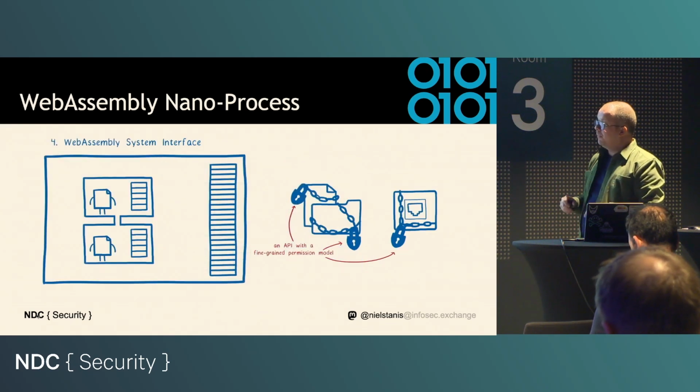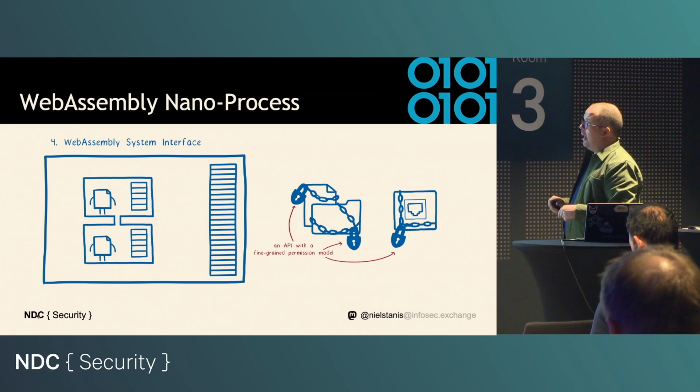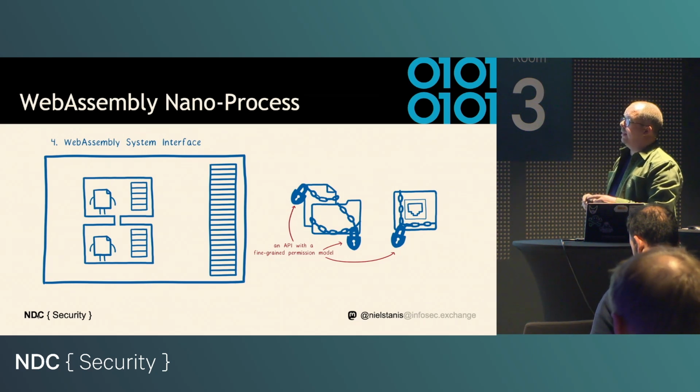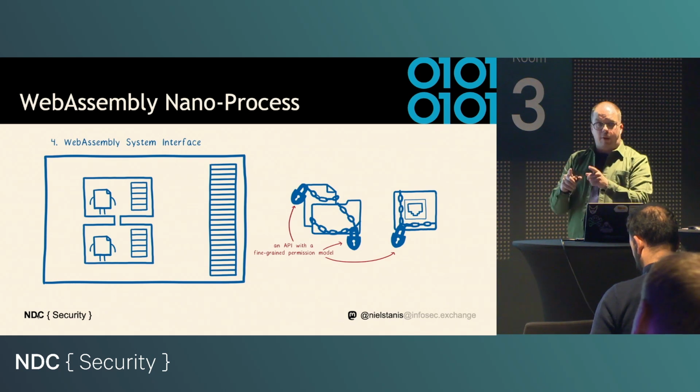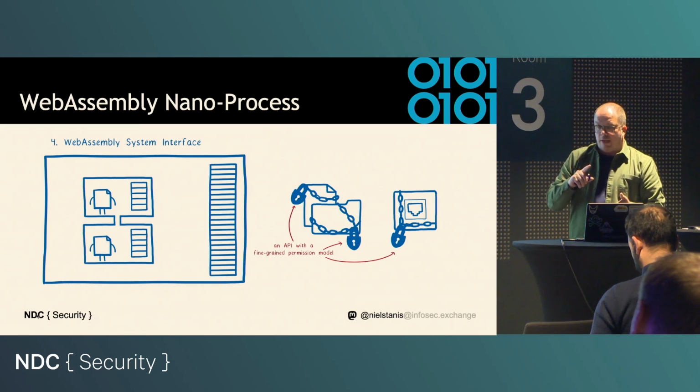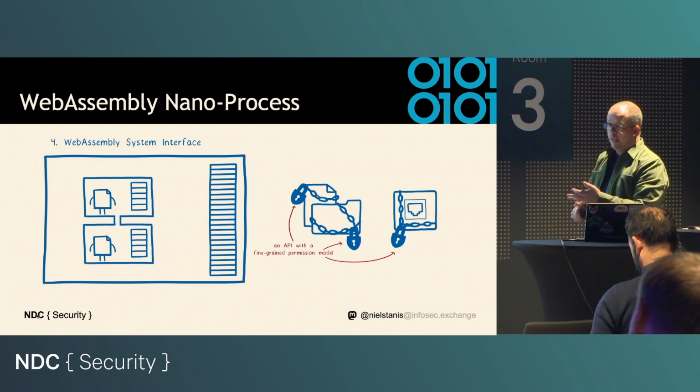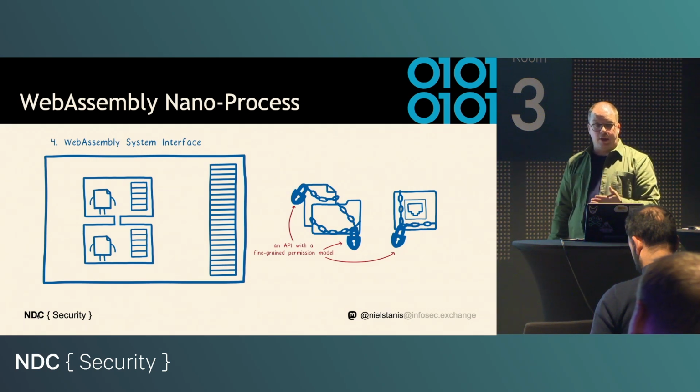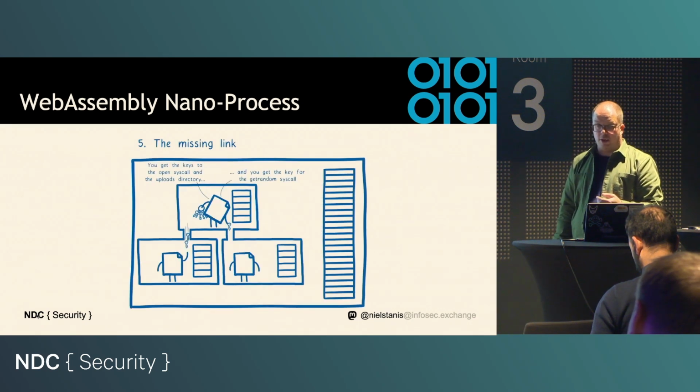And on top of that, we want to have an API with a fine-grained permission model tied to it, right? So the WebAssembly System Interface with descriptive stuff tied to it, saying like, you're allowed to do this, you're allowed to access this folder, you're allowed to use this socket, you're allowed to reach out to that one. That will then eventually become the WebAssembly nano-process.